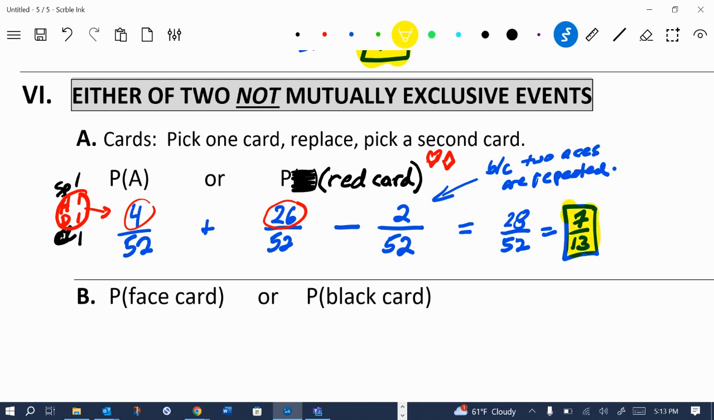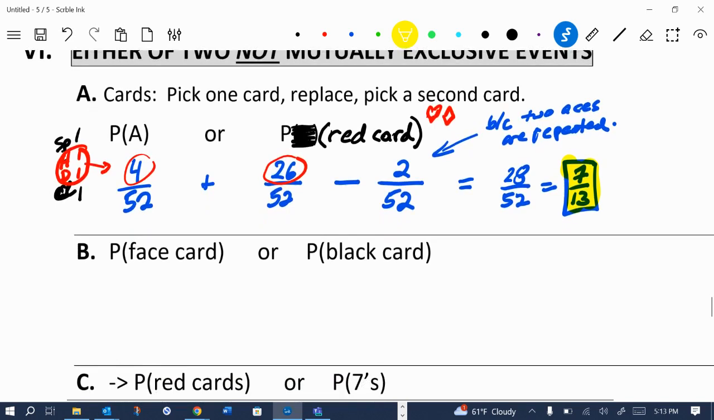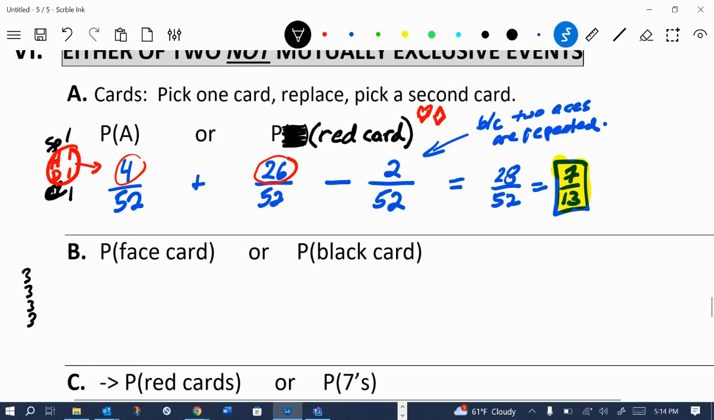Now, let's do a variation of that, this time with the black cards, but also with face cards. For face cards, each of the suits has 3 face cards: king, queen, and jack. So that means there are a total of 12 face cards out of the 52. Well, black cards, that's half the deck, so there are 26 of them.